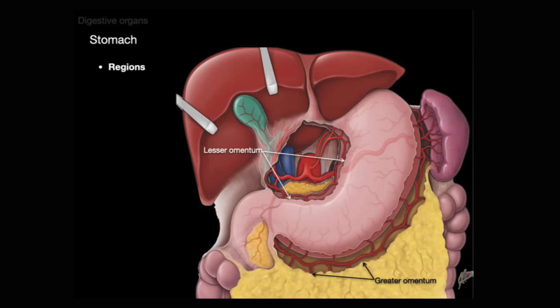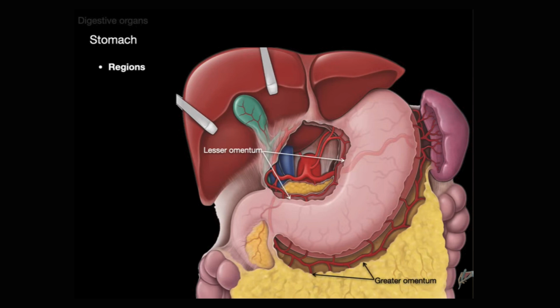And the greater omentum is a large four-layer fold of the visceral peritoneum that is going to extend from the greater curvature of the stomach all the way drooping down into the transverse colon of the small intestine.